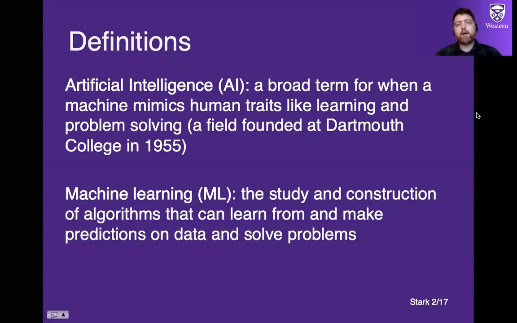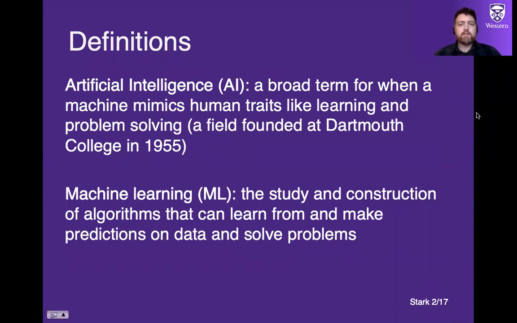You've probably heard the term AI talked about a lot recently, but you might not have a good sense of what it actually means. AI, or artificial intelligence, is a broad term for when a machine mimics human traits like learning and problem solving. It's a field that was founded in the 1950s in the aftermath of World War II.